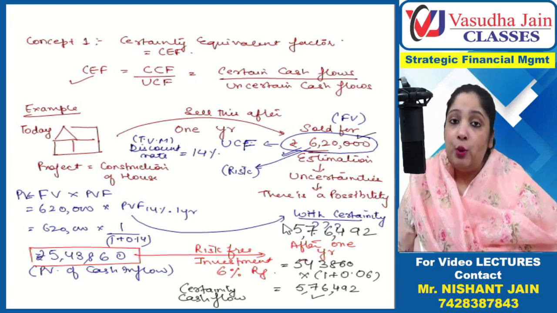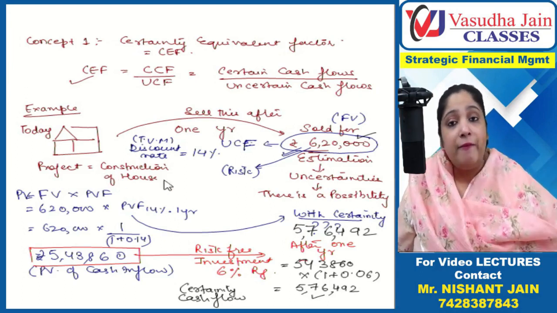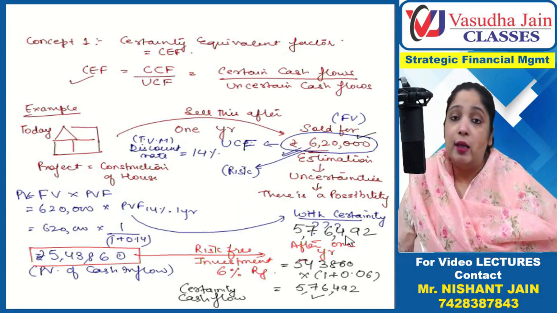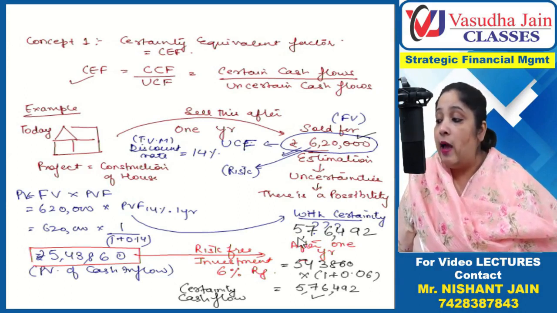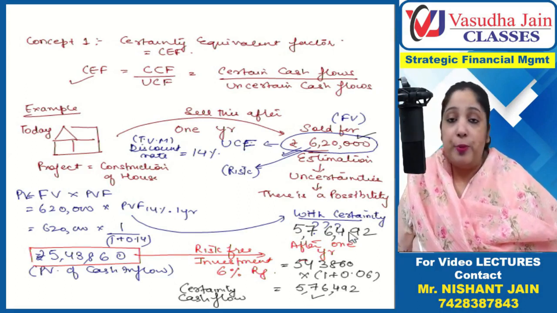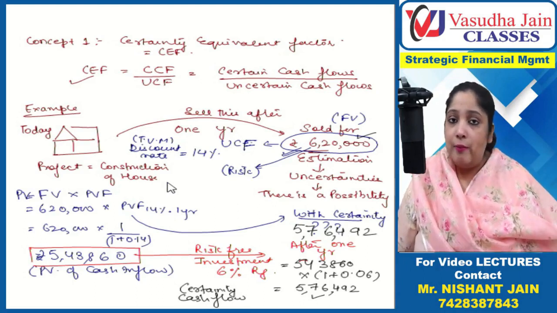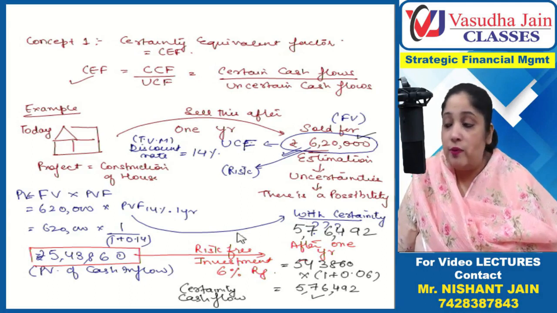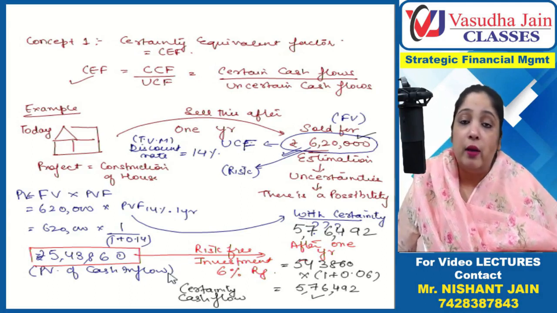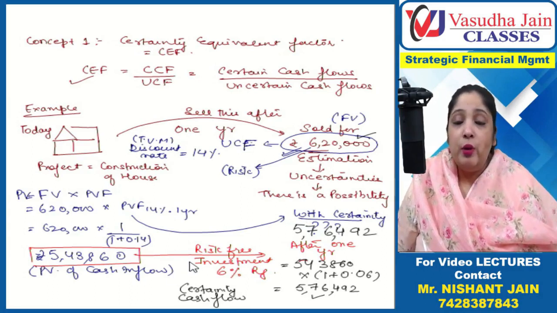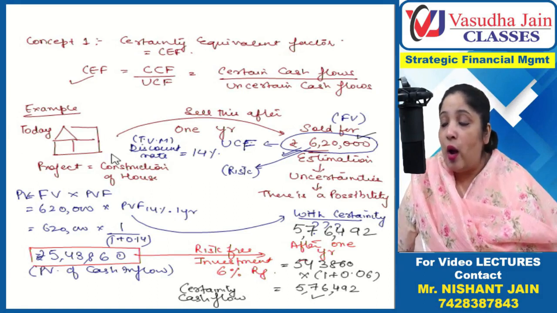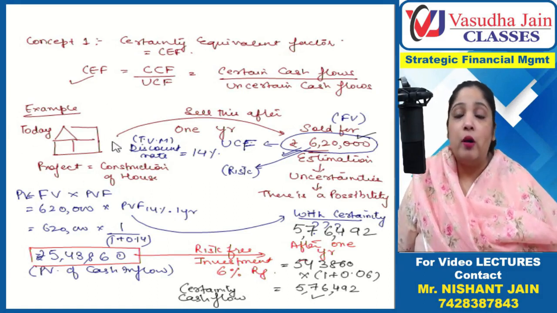Now, if I tell you that you are not even getting 5,76,490, you are only getting, let us say, 5,60,000 rupees. Will you invest in this house? You will say, ma'am, no ma'am, we will not invest because we are not even getting 6% rate of return. So how did you decide whether you should go ahead with this construction project or not?